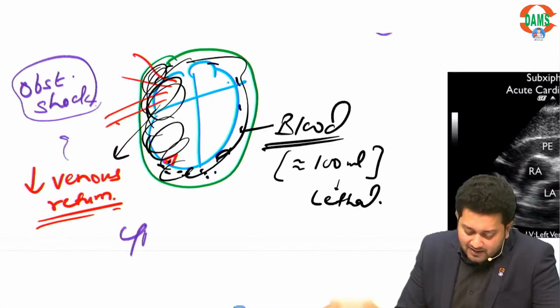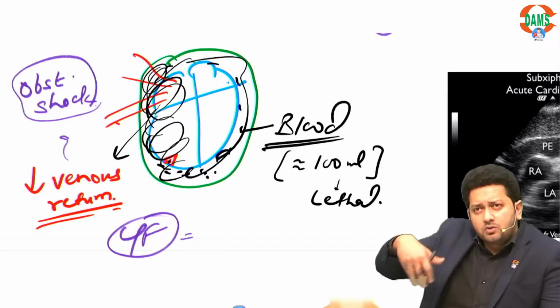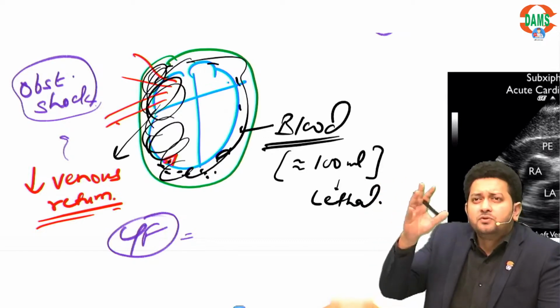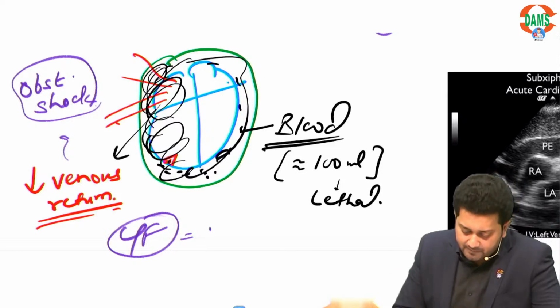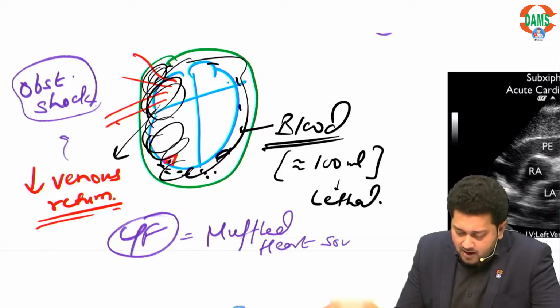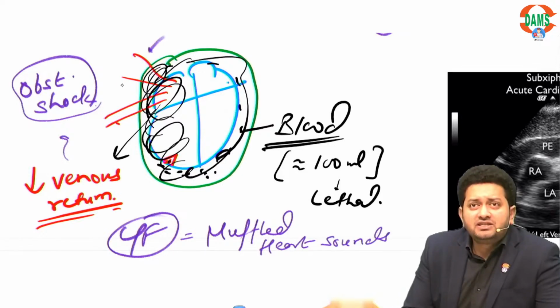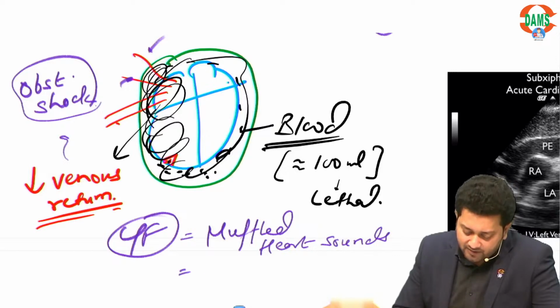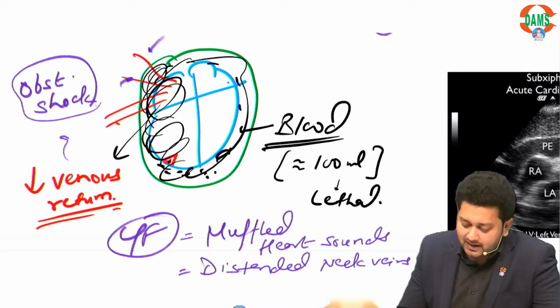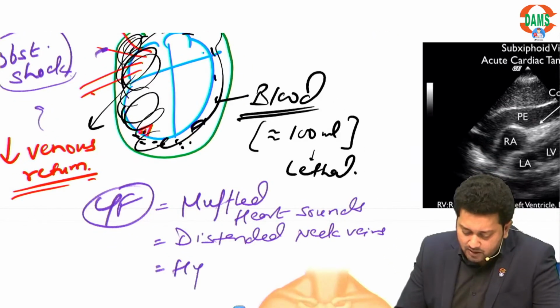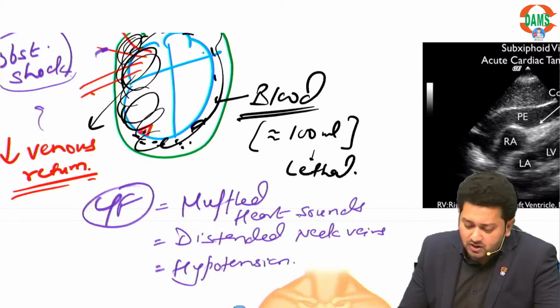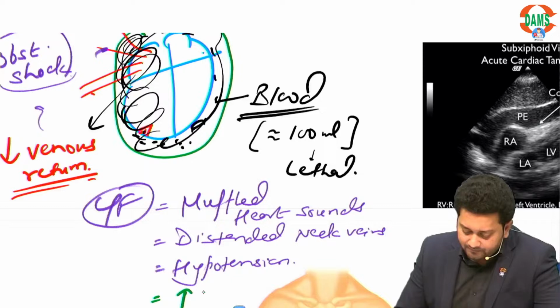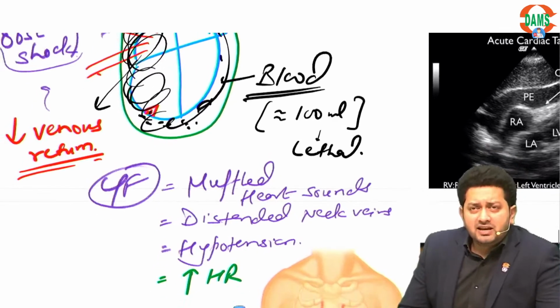So because of that, clinically, because all around the heart there is accumulation of blood, if you put the stethoscope, you will see that the sounds which are coming are muffled heart sounds. And because of this pressure on the SVC, now the blood is not coming to the heart, so there will be distended neck veins. Distended neck veins, and like I said, hypotension is very important, and in response to hypotension there will be tachycardia also. So these are the clinical features.